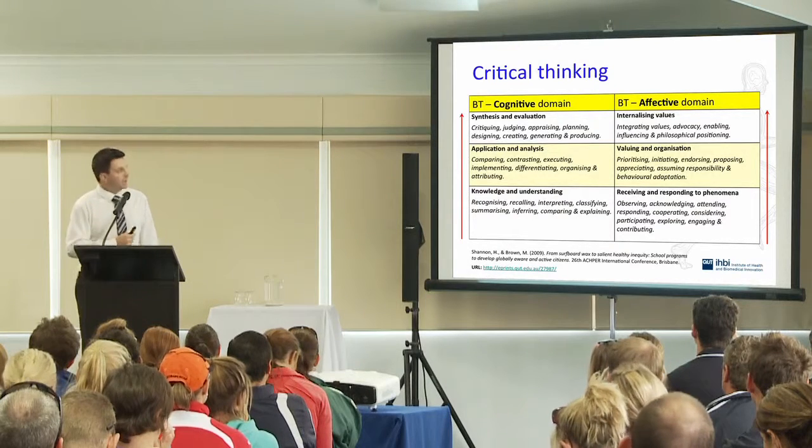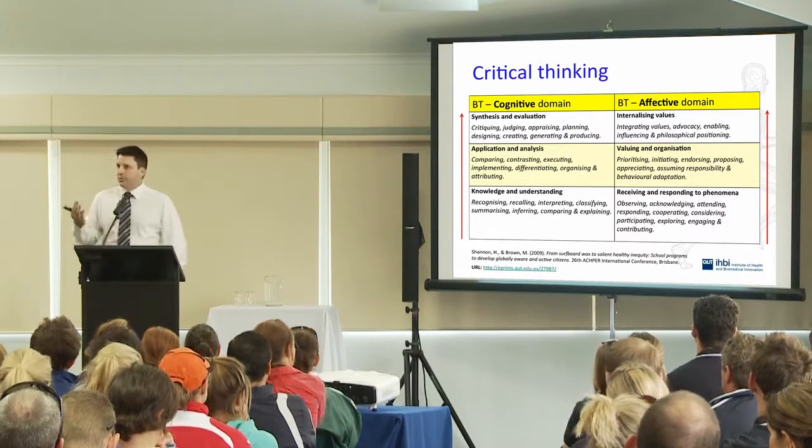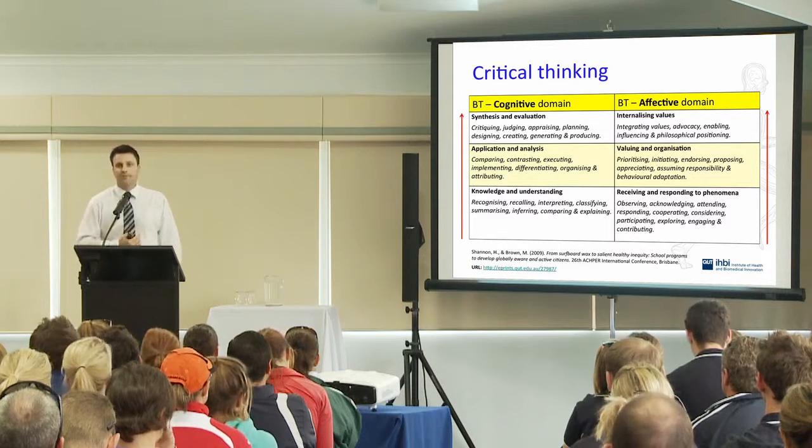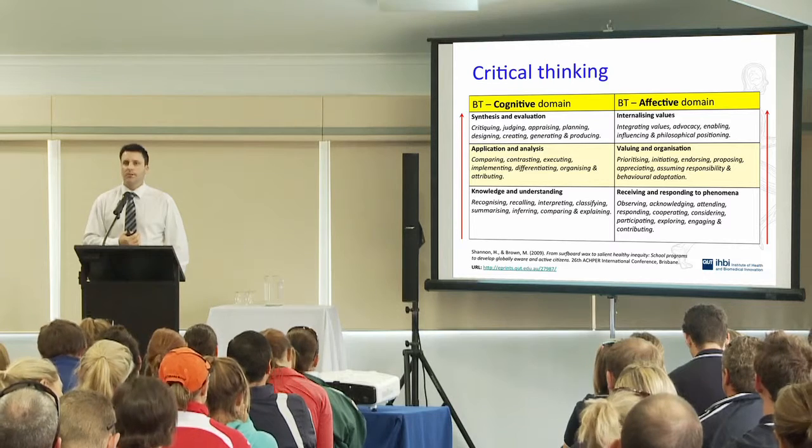So in terms of critical thinking, everyone in the room would be familiar with Bloom's taxonomy. We hear about the cognitive domain. It's something that we've learnt about over the years. The affective domain, and we also have the psychomotor domain as well. Now, the affective domain is one that's often neglected. It's not necessarily thought about as much as the cognitive domain. We actually need to think about the two in conjunction.